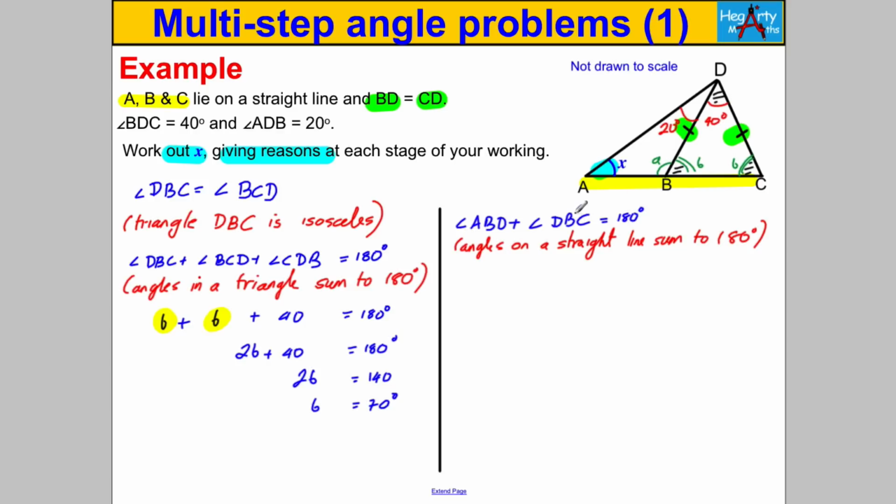So therefore I can say that this angle here, A, plus B, which I know is 70, must add to 180. Taking 70 off both sides, A therefore must be equal to 110 degrees. So now I've got that angle. And lastly, I can say X add 20, add this, must add to 180 because they're in a triangle. So I can say that angle DBA plus angle BAD plus angle ADB must add to 180, and the reason is angles in a triangle sum to 180.